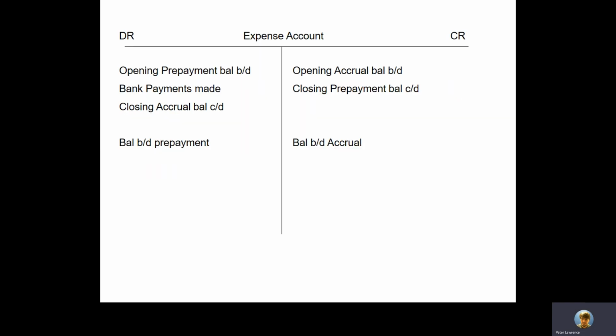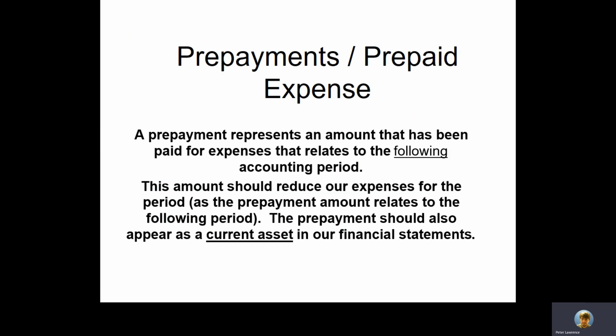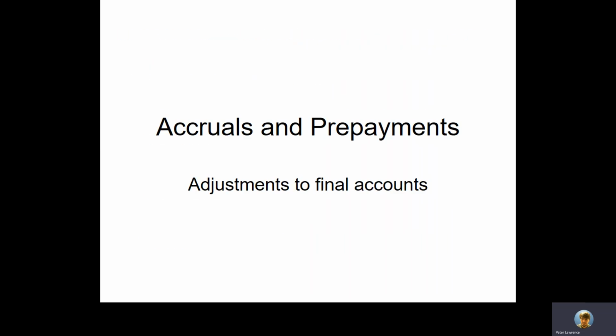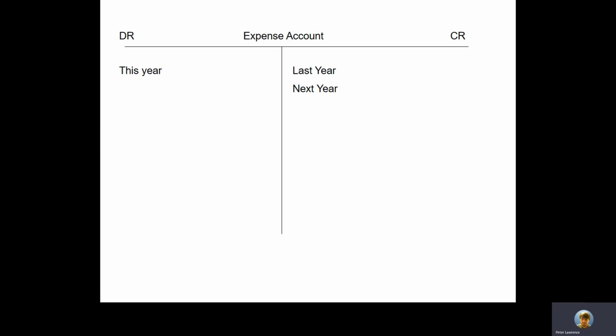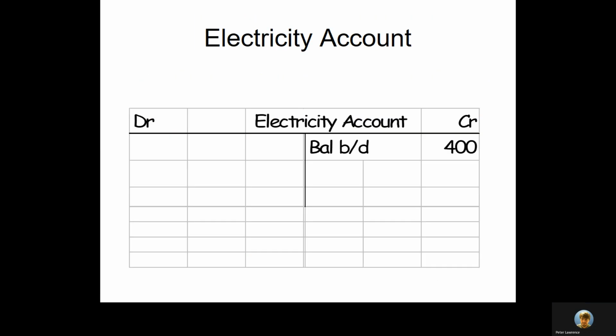Okay, so that is what happens with expense accounts. So you've got this year, next year, last year. Let me go all the way back to it. And that's on the debit. This year, last year, and next year on the credit. Now, let's go all the way back.